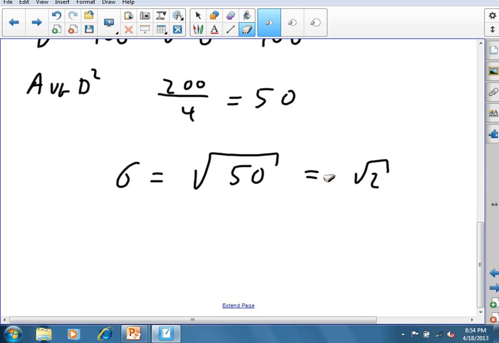Except that this is not an algebra class, so that would not be an appropriate answer, right? That's perfectly okay, but clearly we want something other than that. My calculator's in exact mode. It gave 5 square root of 2. Thank you very much, calculator. Stupid thing anyway. 7.07, we'll call it 7.1.